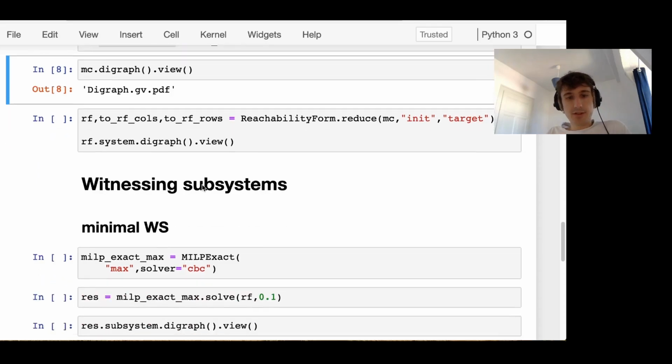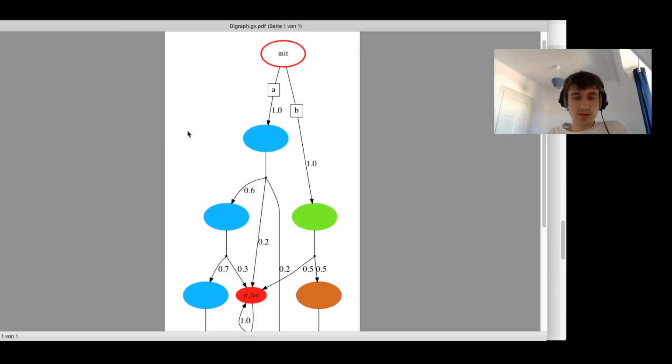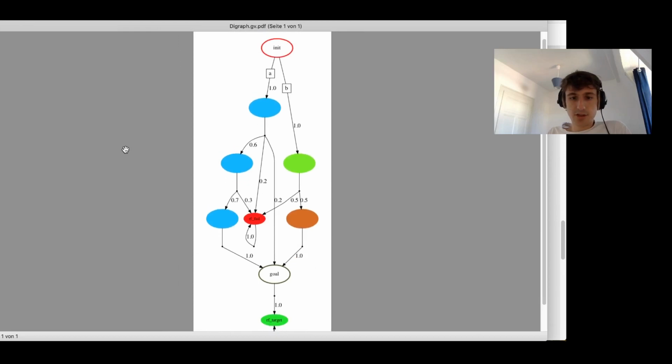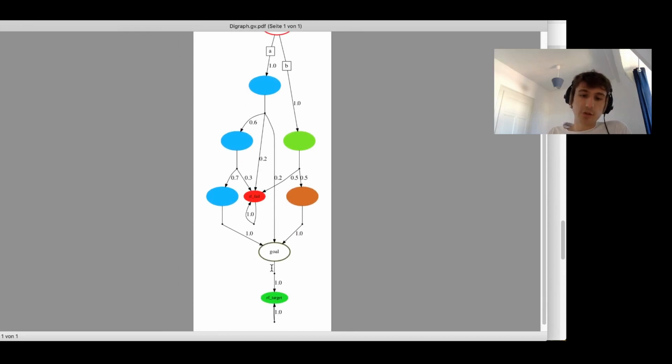Okay, so the first thing we do then is to compute the so-called reachability form, given the MDP, an initial label and a target label, which is a pre-processing step that removes all states that cannot reach target or are not reached from the initial state. So we can compute this. And you can see that nothing has really changed. For every target state, there will be a unique new target state, and all of the old target states will move to this new state with probability 1.